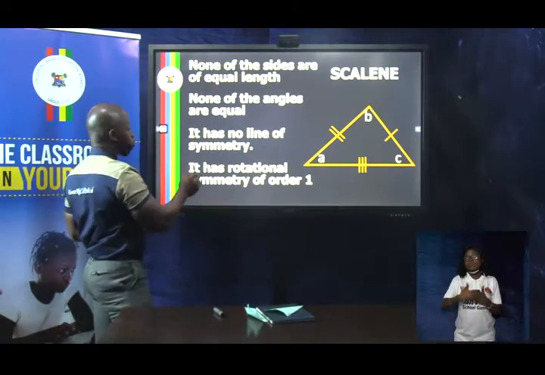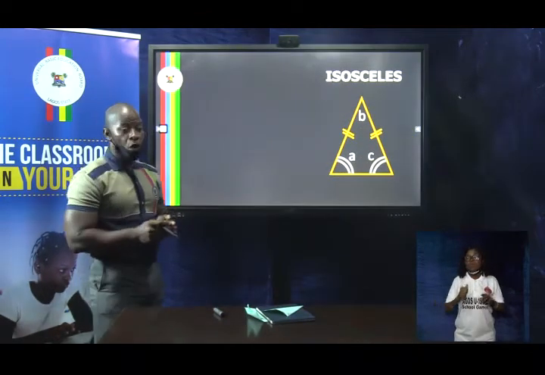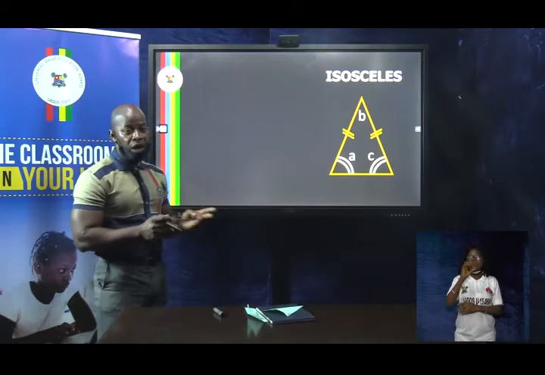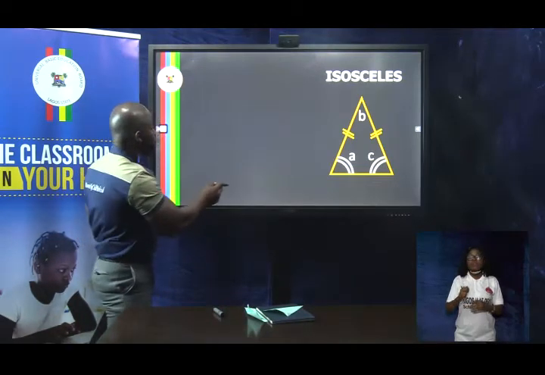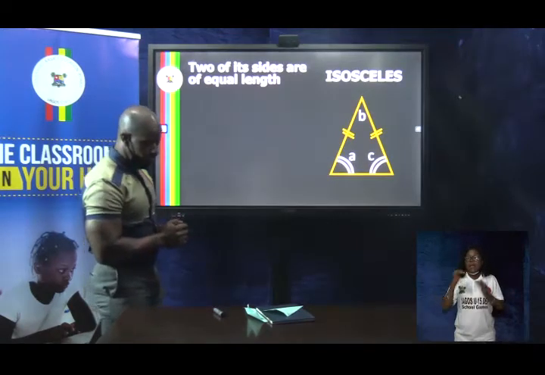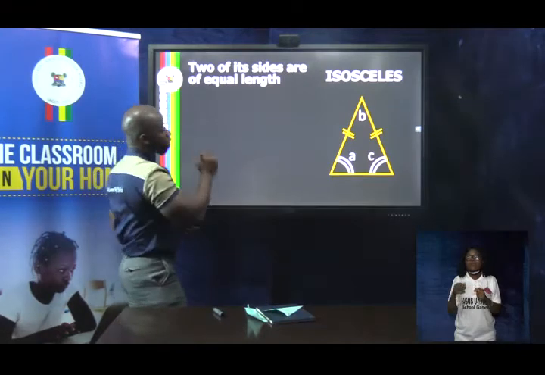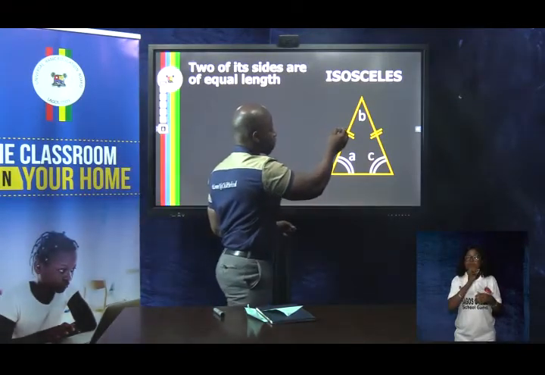Now let's move on to the next triangle. This triangle is called an isosceles triangle. Perhaps you're familiar with it. Let's look at the properties. Two of the sides are of equal length, yes, and it's quite easy to see those two sides that are of equal length. We have given them markings like this.